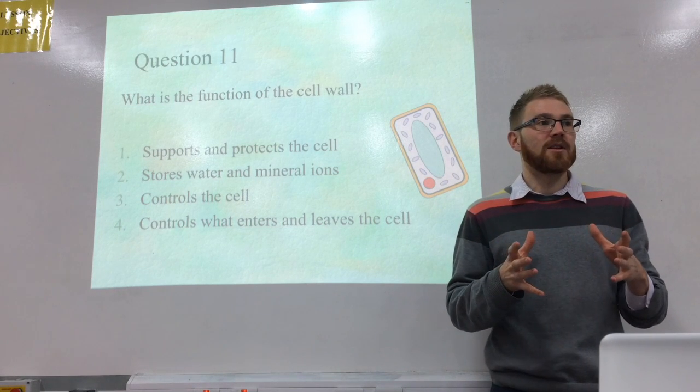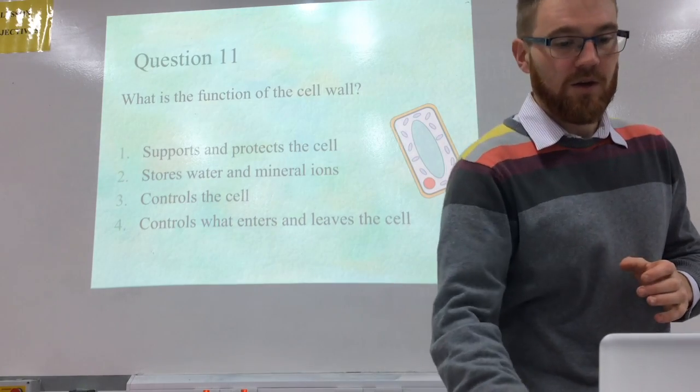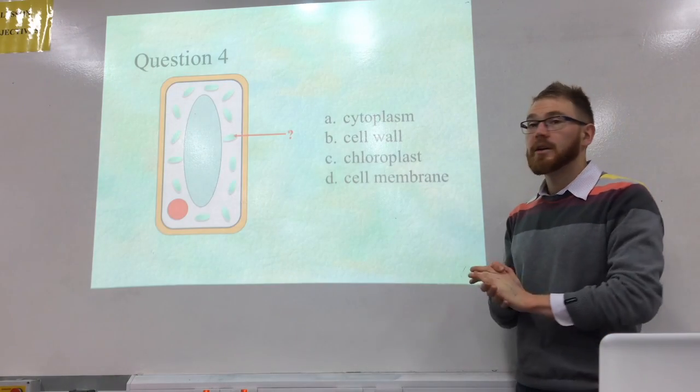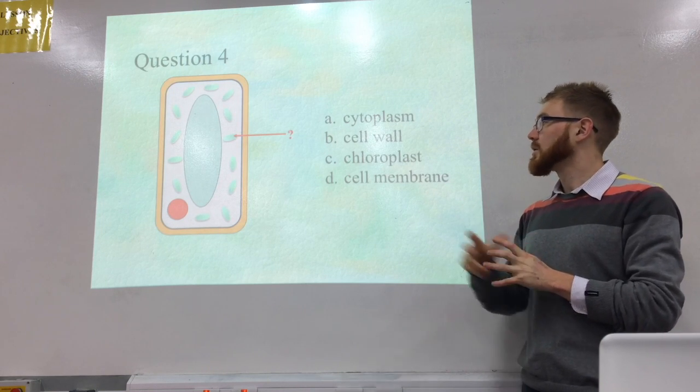Good. Okay. What controls what enters and leaves the cells? The cell membrane. Okay, excellent. Well done. Good stuff. Okay. Now, what are we looking at here in our diagram? Ivor? Chloroplast. Okay, cool.